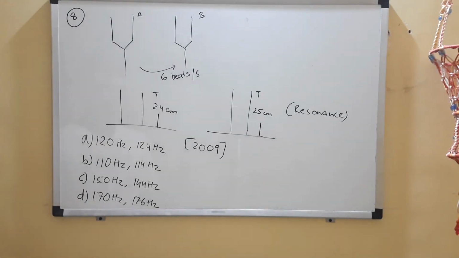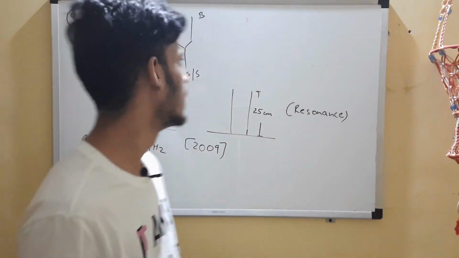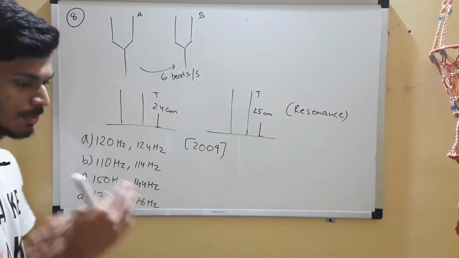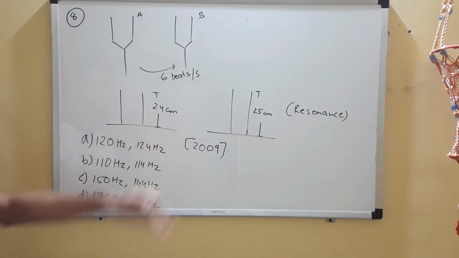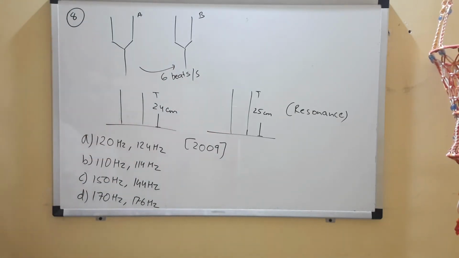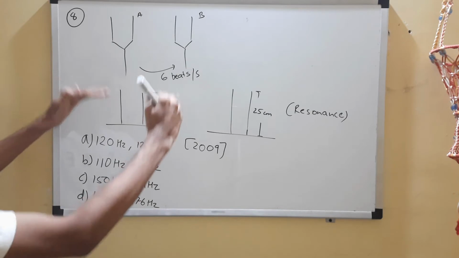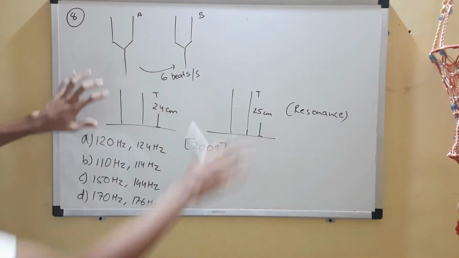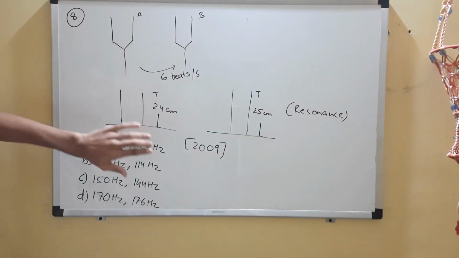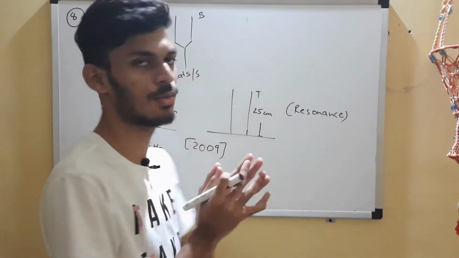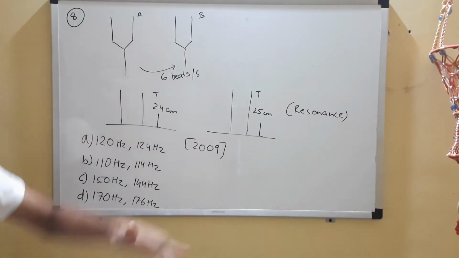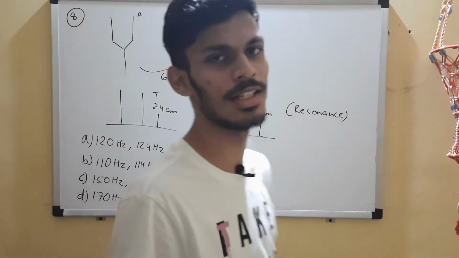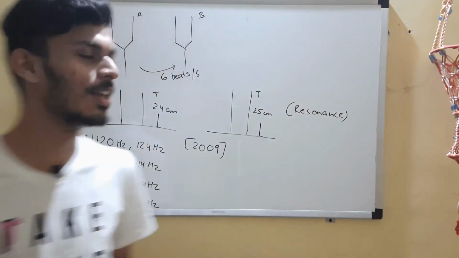So question 8 over here, asked in 2009. In this question, you have two tuning forks which produce 6 beats per second in their natural frequency. You also have two resonant tubes closed at one end. These two tuning forks will give resonance when the length of this one is 24 centimeters and that one is 25 centimeters. This is used respectively, A for A, B for B. You are supposed to find the frequency of A and frequency of B.